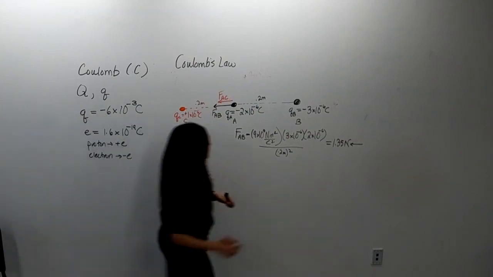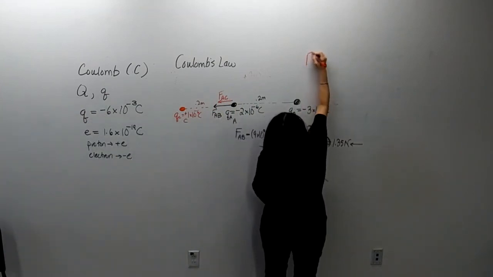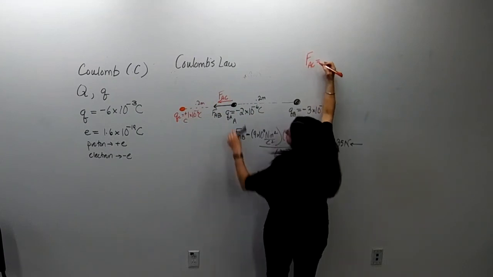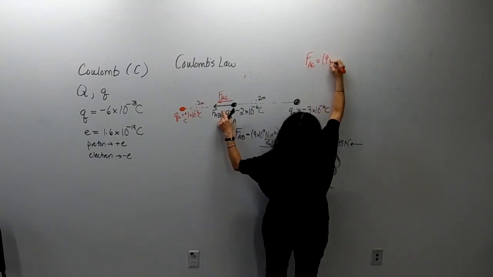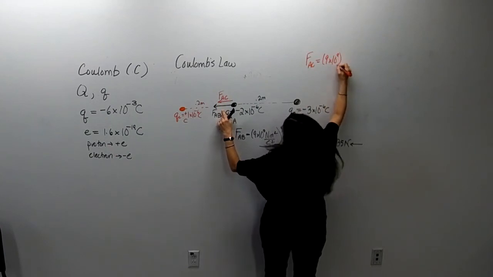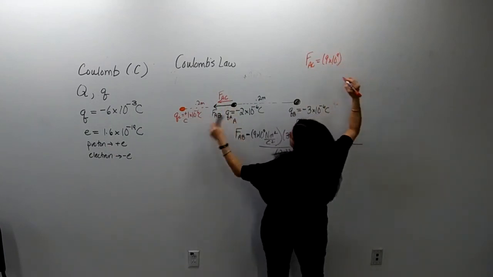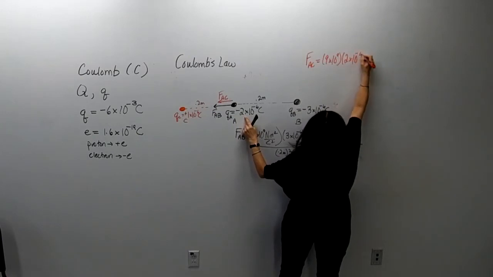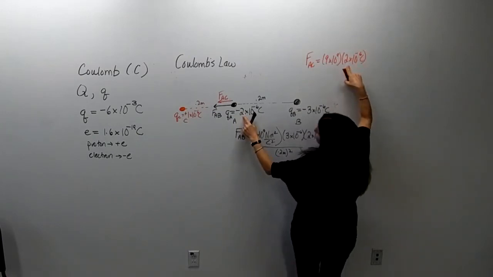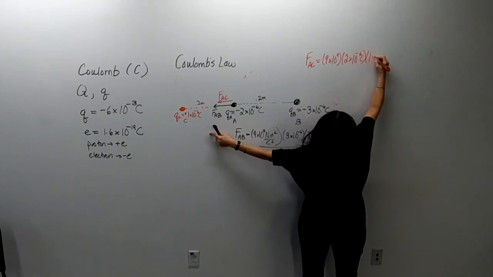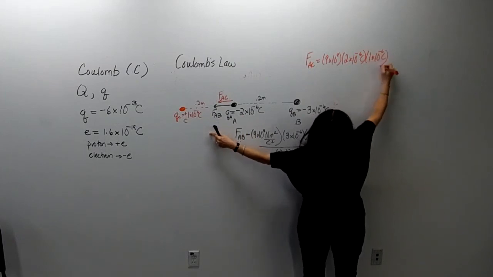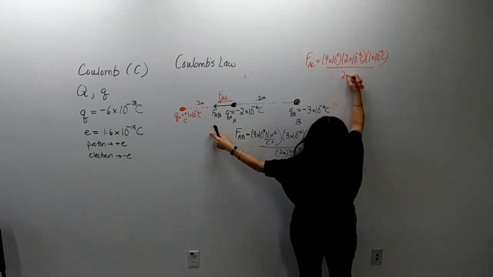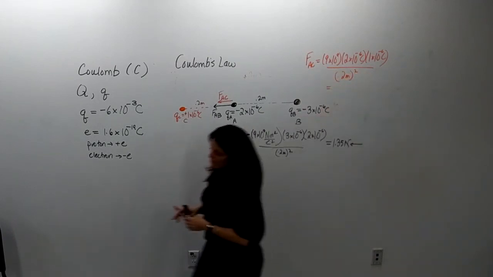So let's calculate FAC. FAC is going to be K, which is 9 times 10 to the 9th, times QA, which is still 2 times 10 to the -6 coulombs. It's really -2, but I don't put the minus in. And then times 1 times 10 to the -6 coulombs. And then I divide that by 0.2 meters and I square it.